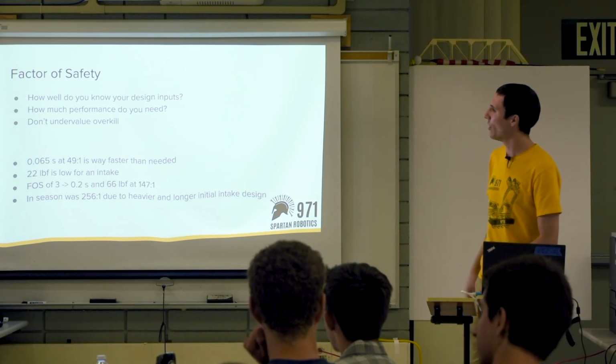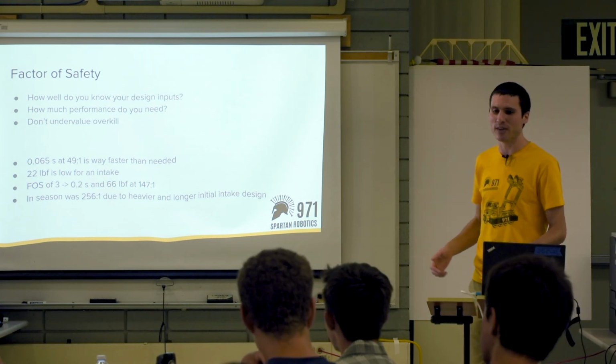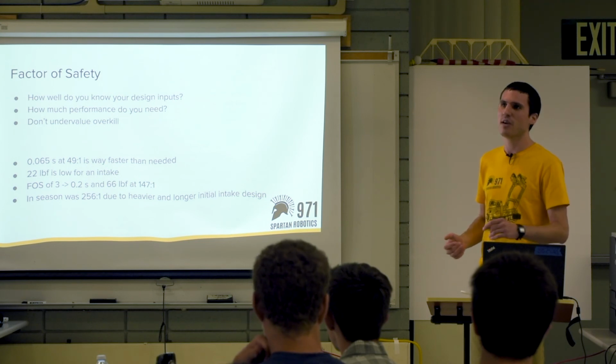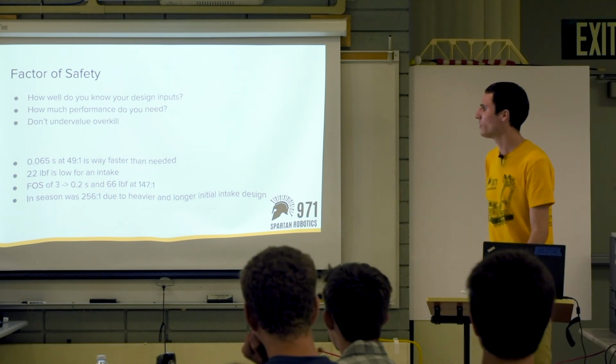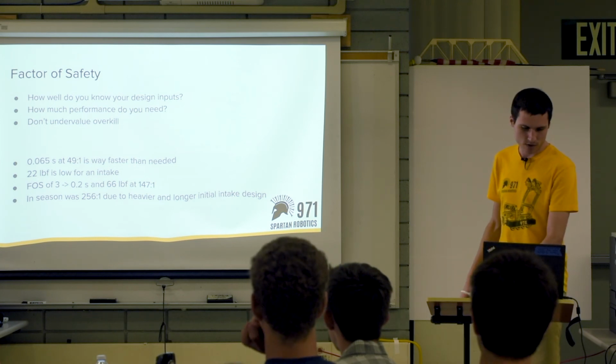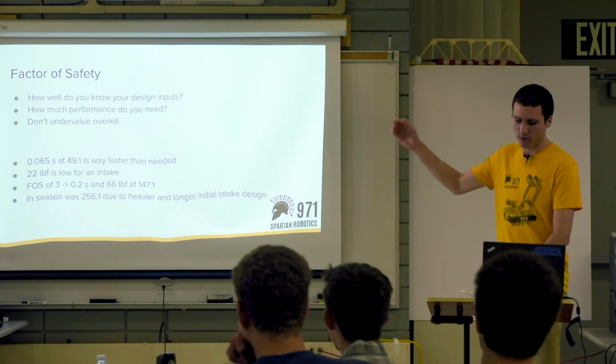But it's important to note that during the season, we started out with a much higher ratio because we had a lot heavier intake to begin with. So it was kind of less. We could go faster if we wanted. So that's one way to go through a mechanism.